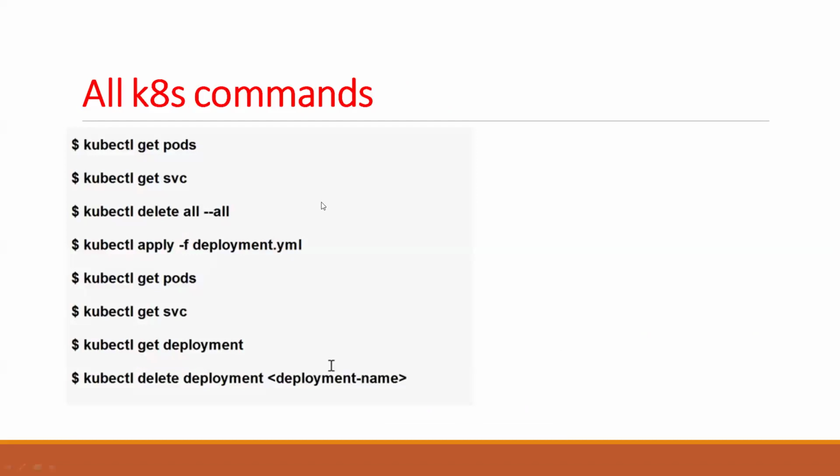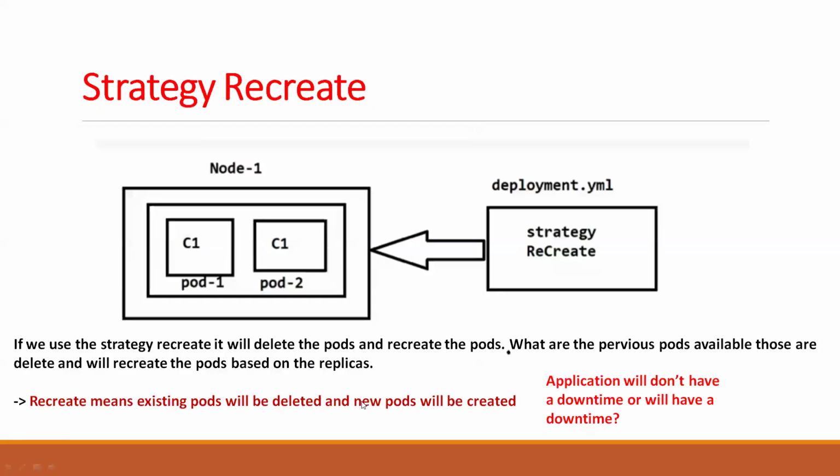All Kubernetes commands: kubectl get pods, get svc, delete all, apply deployment, get pods, get svc, get deployment, delete deployment. Strategy recreate. So recreate means the deployment file strategy is recreate. So we have two pods. It will delete all the two pods and create the new pods. If we use the strategy recreate, it will delete the pods and create the pods.